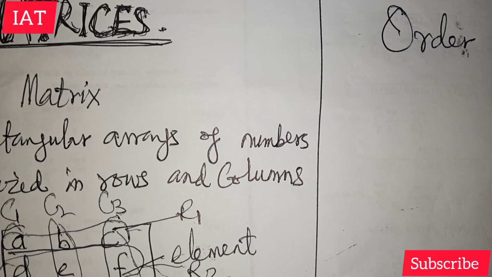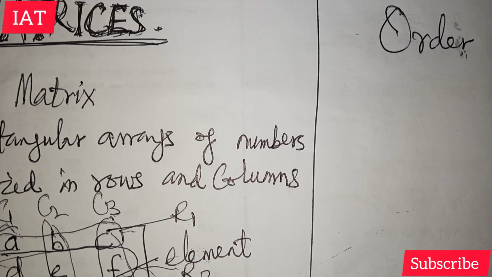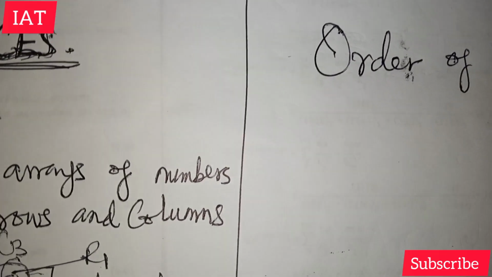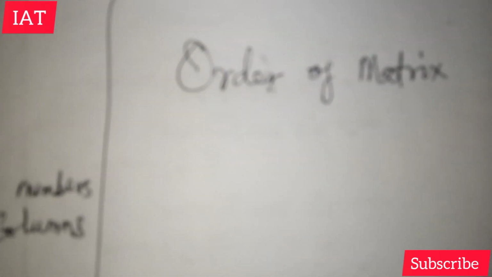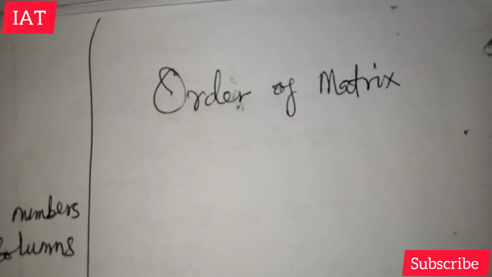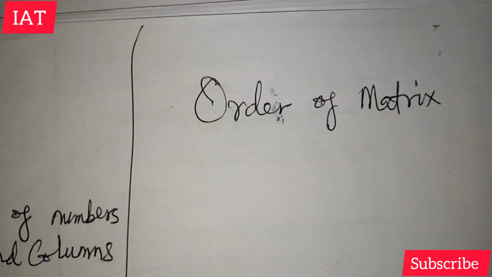Order of a matrix. So what essentially is this order of a matrix? We're actually talking about how we usually arrange a matrix and how we are going to identify it by the way it is arranged. That's what we want to discuss.